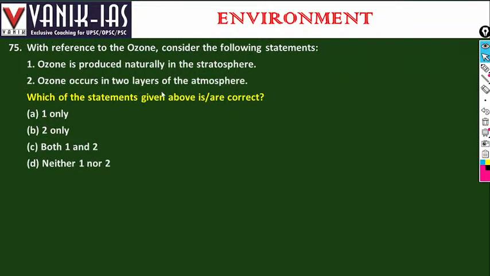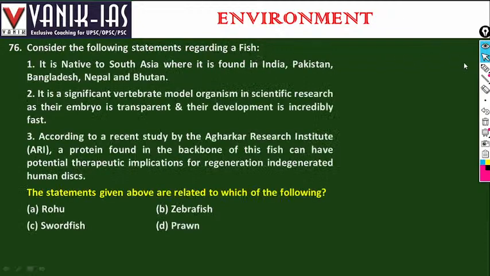With reference to ozone, consider the following statements. Ozone is produced naturally in the atmosphere. Ozone occurs in two layers of the atmosphere. Which of the following statements are correct? Here both the statements are correct regarding ozone. They are produced naturally and they are in the upper layer of the atmosphere.